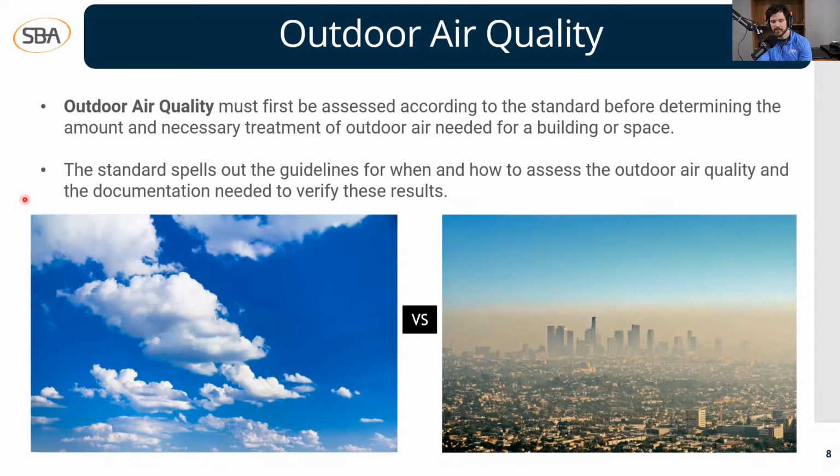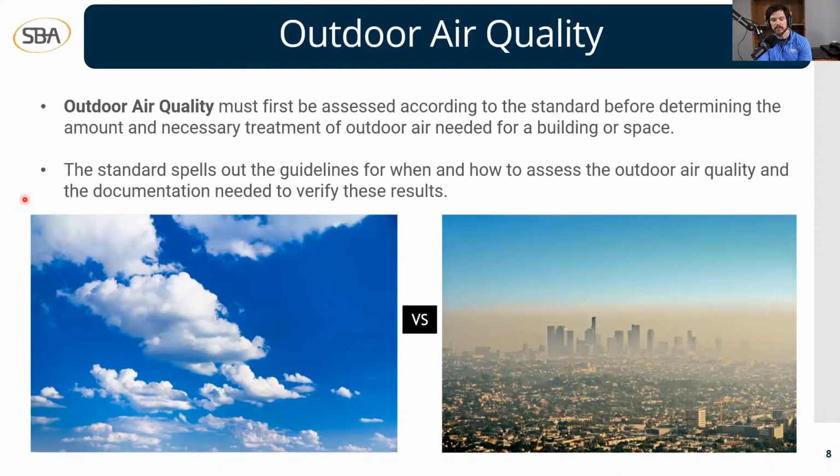So how do we assess outdoor air quality? Now, the standard tells us to look at the local environmental data. That's usually from nearby monitoring stations or EPA sources. We're checking for common pollutants like PM10 or PM2.5. The PM here stands for particulate matter. We're also looking at ozone, carbon monoxide, and even things like sulfur dioxide, depending on which region you're designing in or looking at.